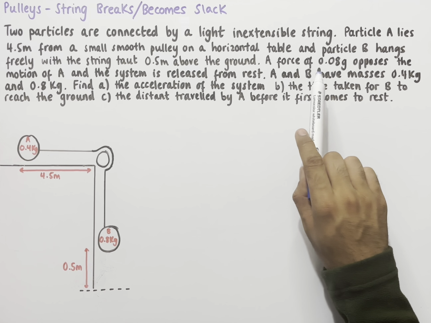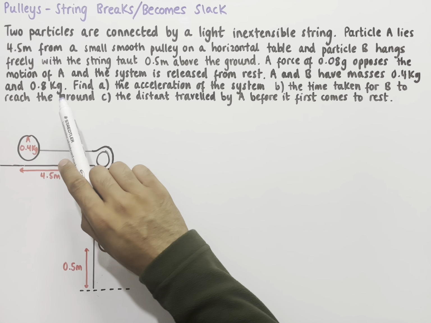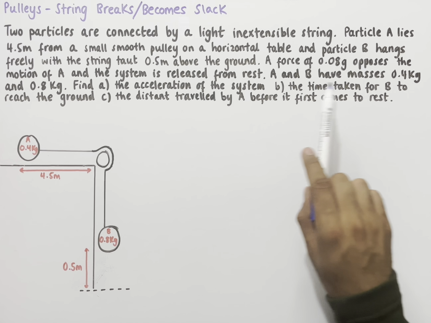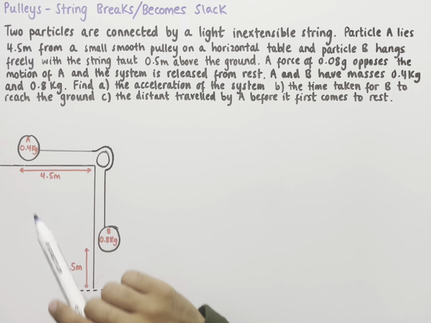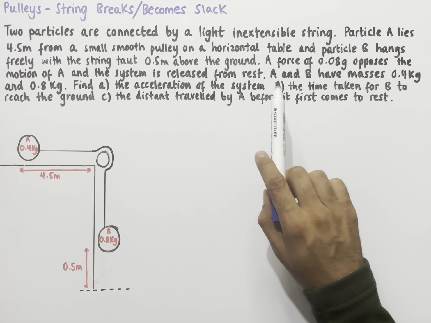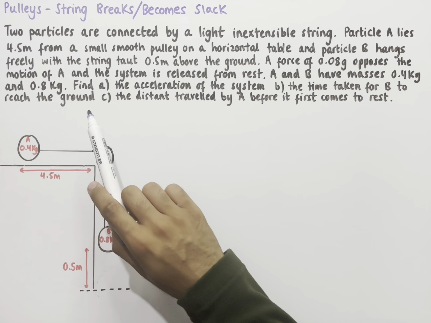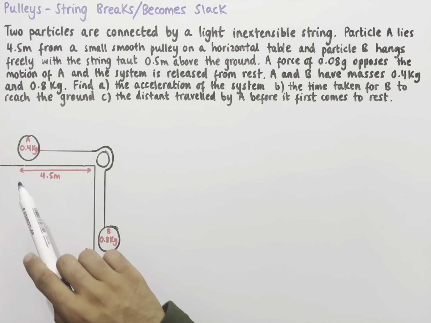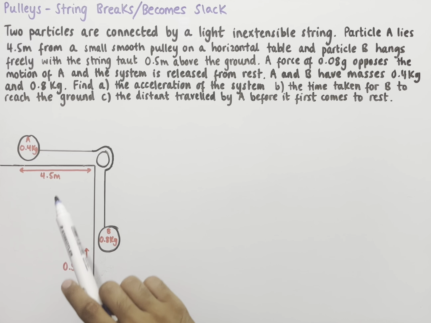A force of 0.08 g opposes the motion of A, and the system is released from rest. A and B have masses 0.4 kilograms and 0.8 kilograms. Find the acceleration of the system, the time taken for B to reach the ground, and the distance traveled by A before it first comes to rest. And we have a diagram here which models the question.